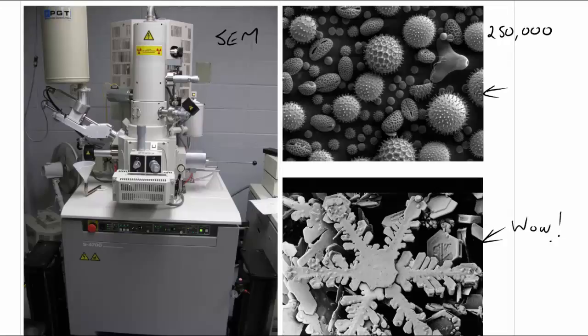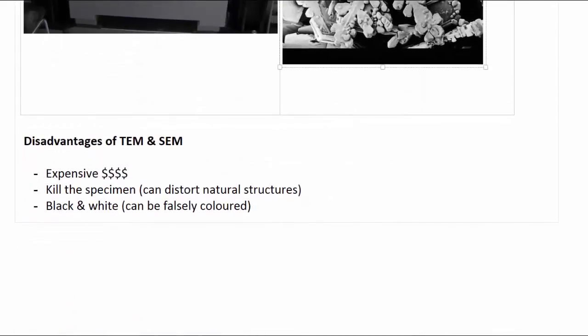Different microscopes are good for different purposes. Both TEM and SEM provide a much greater magnification than light microscopes, but they do have some limitations. First, they're extremely expensive to build, operate, and maintain. Second, electron microscopes normally require a specimen to be killed, chemically fixed, and placed in a vacuum, and these treatments can distort the natural structures, whereas light microscopes allow you to view living organisms. Third, unlike light microscopes, all images from electron microscopes are black and white, although they are often given false colour.